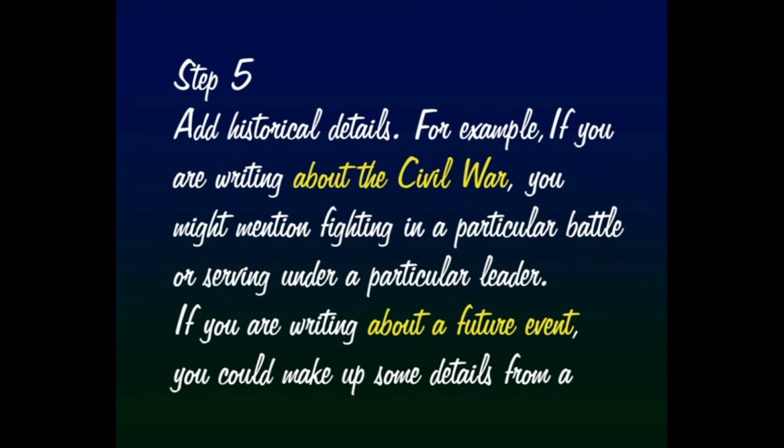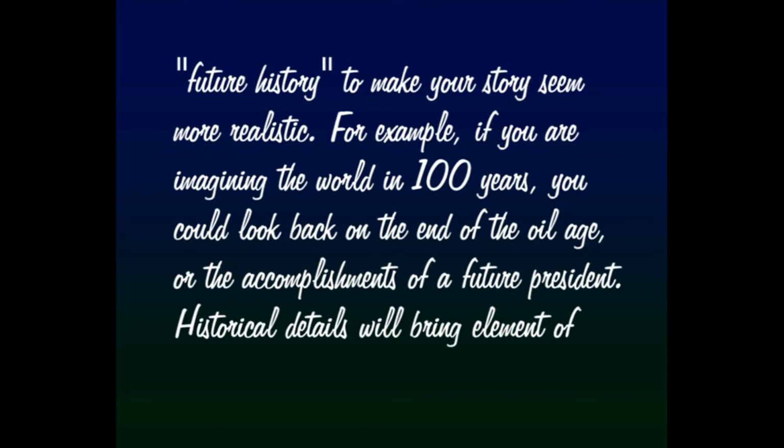If you are writing about the Civil War, for example, you might mention fighting in a particular battle or serving under a particular leader. If you are writing about a future event, you could make up some details from a future history to make your story seem more realistic. For example, if you are imagining the world in 100 years, you could look back on the end of the oil age or the accomplishments of a future president. Historical details will bring element of truth to your writing.